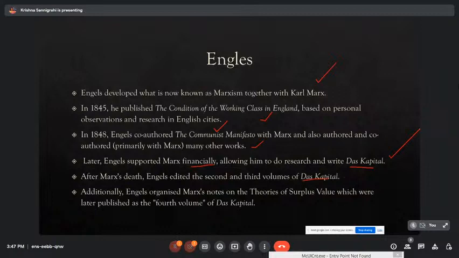Additionally, Engels organized Marx's notes on the theories of surplus value, which were later published as the 4th volume of Das Kapital. So, the theory of surplus value, which we just discussed, was also organized by Engels from Marx's notes, which he later published as the 4th volume of Das Kapital after Marx's death. So we see that Engels played a very important role in constructing the entire course of Marxian philosophy, or the Marxist philosophy, over the years.